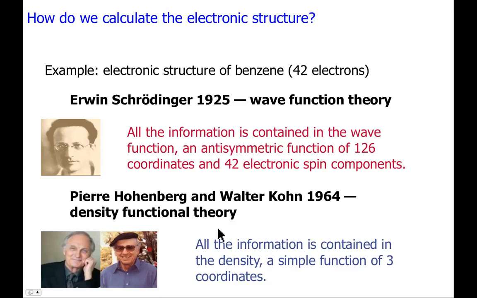And they proved, with a theorem that we'll see a little bit later, that all of the information in a system is actually contained in the electron density. So the electron density, of course, is a very simple function. It is a function of only 3 coordinates. That is, we live in 3-dimensional space. So given an origin and a molecule and its orientation, we can define the density at every position in space as a function of only 3 coordinates.